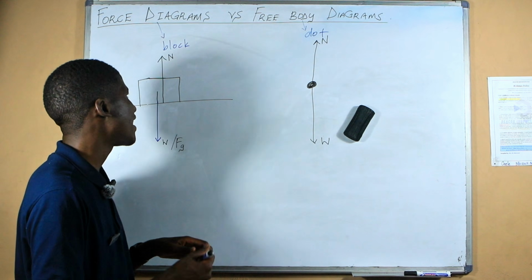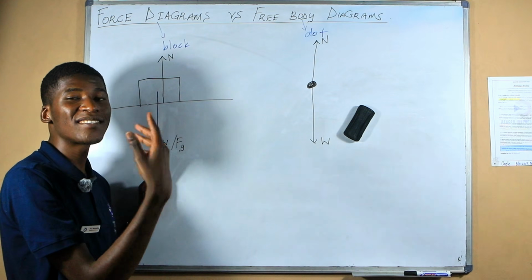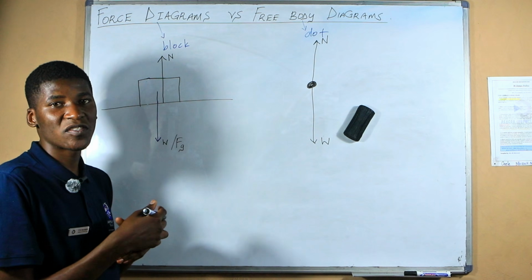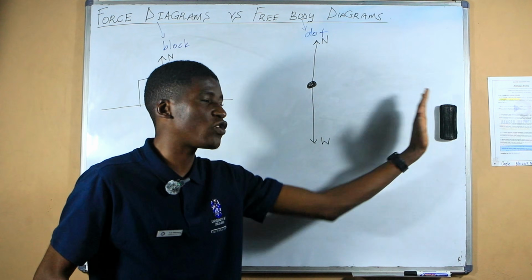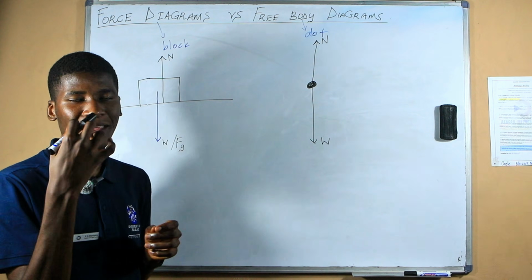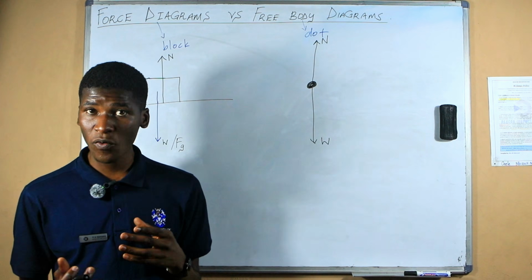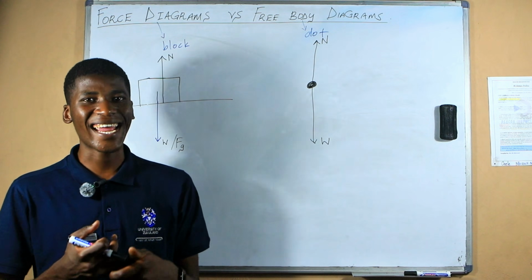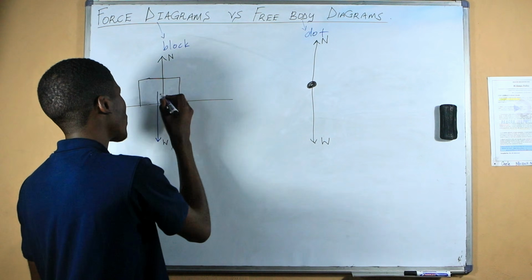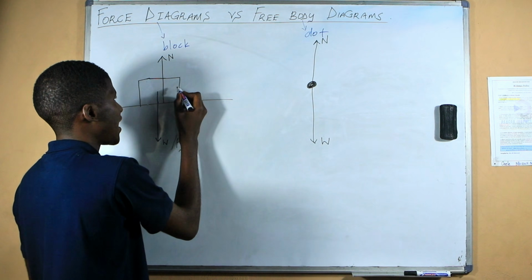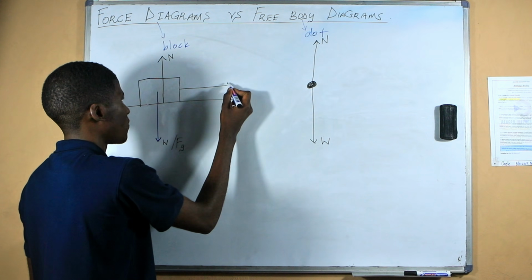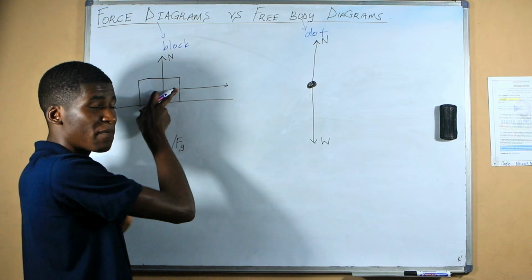So similarly here, if I say that this is my rubber or this is my object, and I apply a force towards the right, let me just say I'm pushing it towards the right, I'm going to represent the force using an arrow, because remember that a force is a vector quantity. It must have a magnitude and a direction as well. So in a force diagram, the arrow will move from the surface where I'm applying this force.